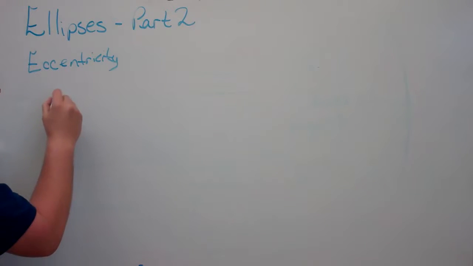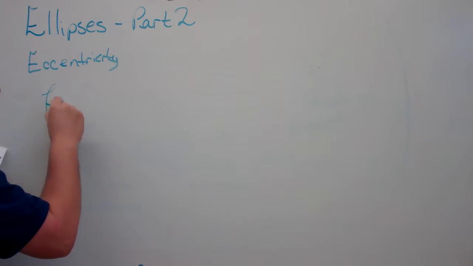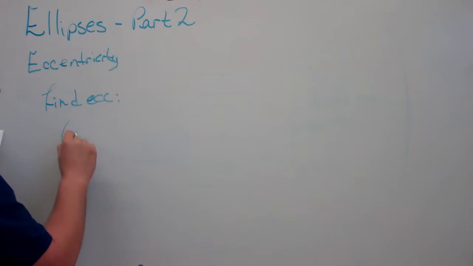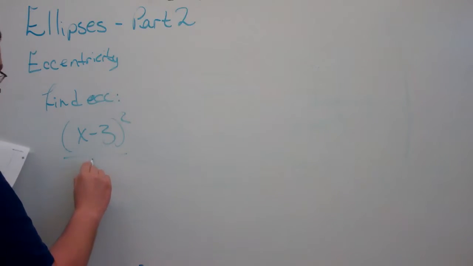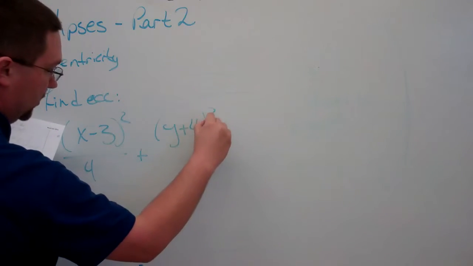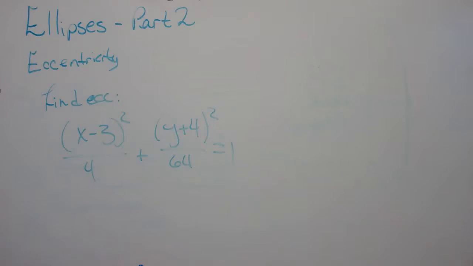Let's do one more if the camera holds out, because the battery's getting low. I want you to find the eccentricity. You have x minus 3 squared over 4 plus y plus 4 squared over 64 equals 1. Go, find the eccentricity.